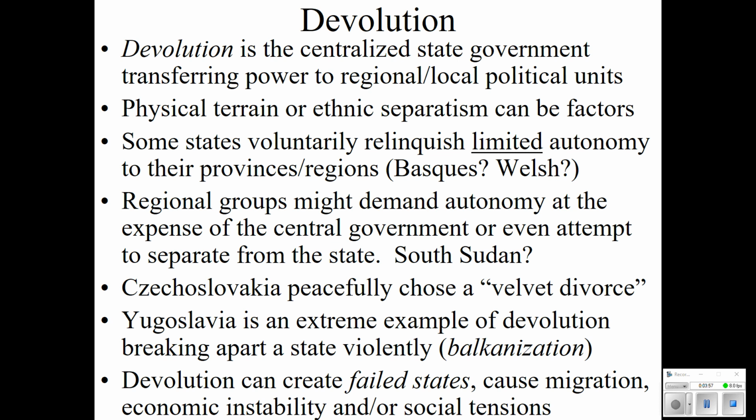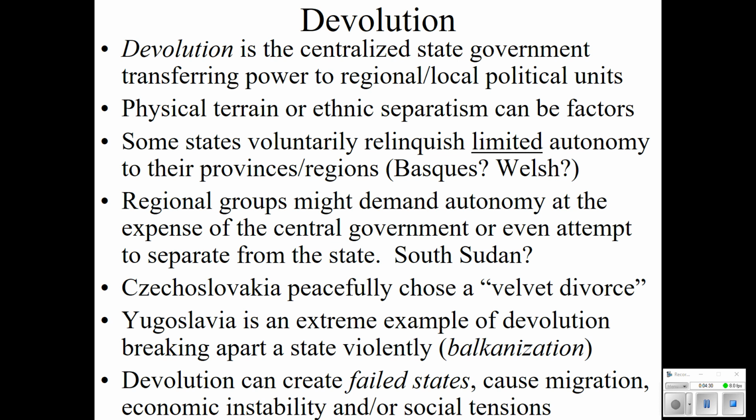We always talk about this term Balkanization when it comes to Yugoslavia's breakup, because you had the genocide, you had the ethnic cleansing going on mostly within Bosnia and Herzegovina, with the Serbs and the Croats fighting against each other, and the poor Bosnians were kind of stuck in the middle. And within Bosnia, you had Croats living there, you had Serbs living there, you had obviously the Bosnian population, which is mostly Muslim, living there, and that was an extreme example of this devolution ripping a country apart, and that's what we call Balkanization.